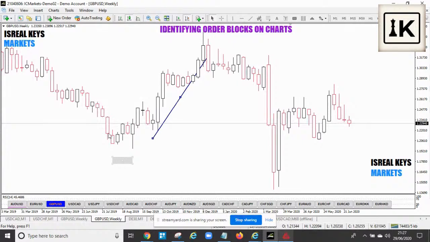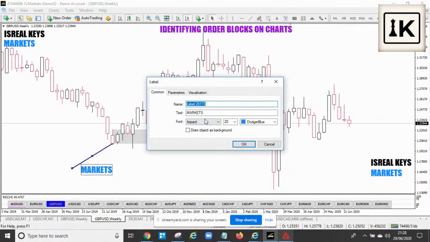There is a cause for that. If you notice this red candle, if you draw that out, that is a very good order block. So in a market that is going up, what would you call this order block? Is this a bullish or bearish order block? This would be a bullish order block.